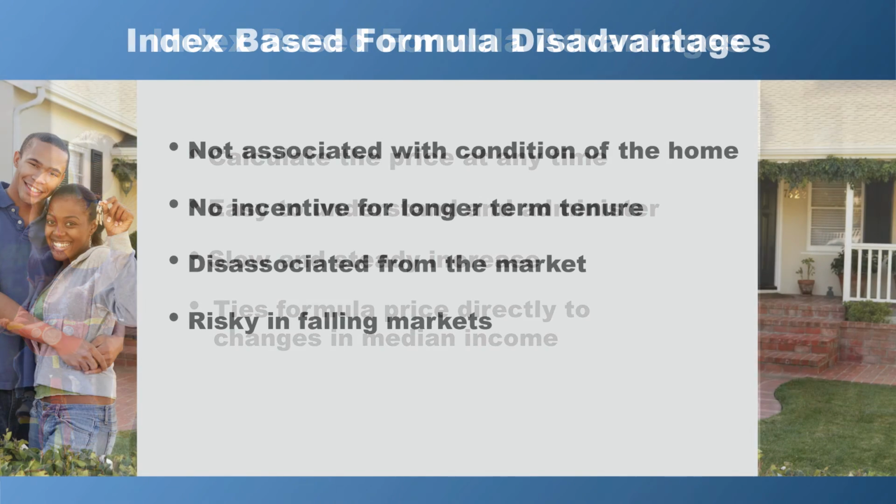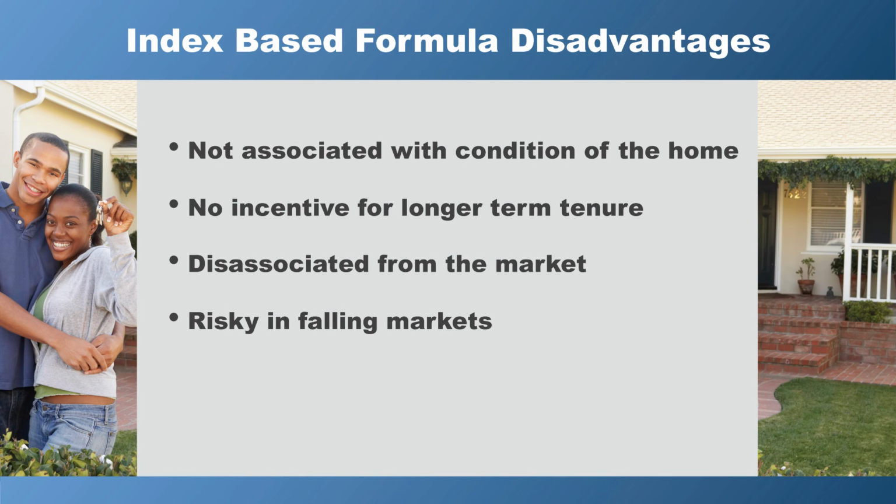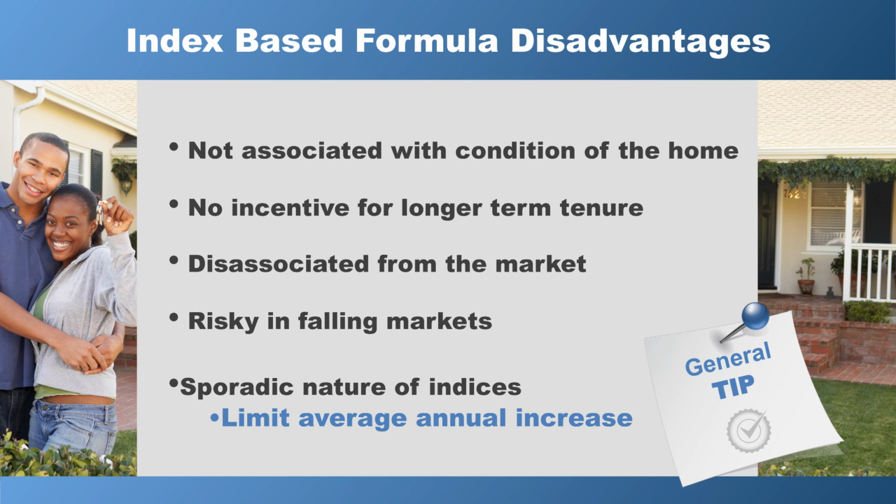significantly. One of the most significant downsides of an index-based formula that's quite different from the fixed-rate formula is the sporadic nature of many indices. If you choose an index like the AMI, it can be sporadic with several flat or even declining years followed by large spikes and increases all at once. The outcome of this is that some sellers receive no increase in value and others experience a windfall in just a few years. It's possible, however, to mitigate the windfall by putting a cap on the average annual increase in AMI as part of your formula.